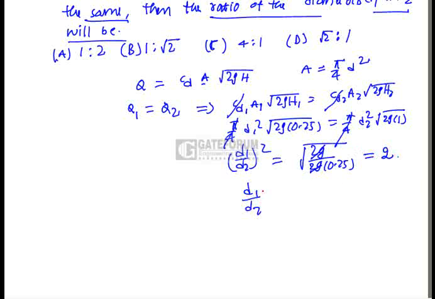d1 by d2 is equal to root 2. Therefore, d1 by d2 is equal to root 2 is to 1. The ratio of diameters d1 and d2 is root 2 is to 1. So option D is correct.